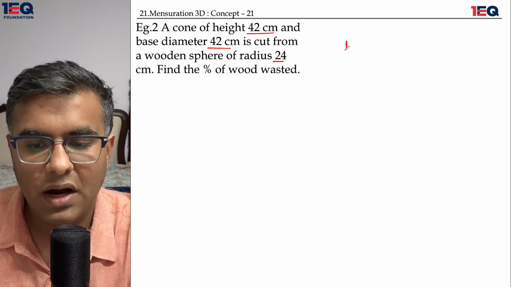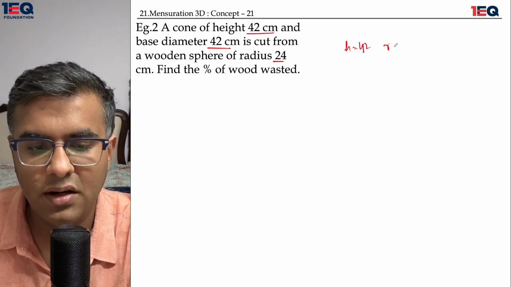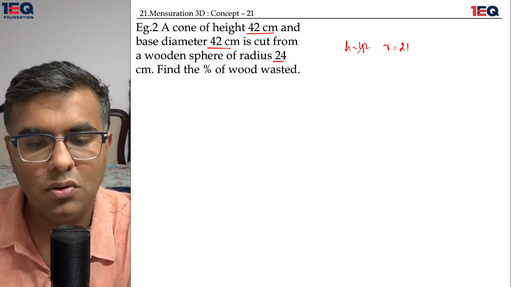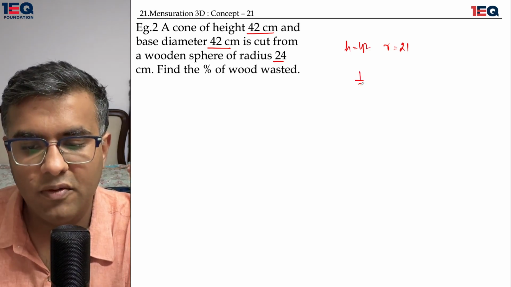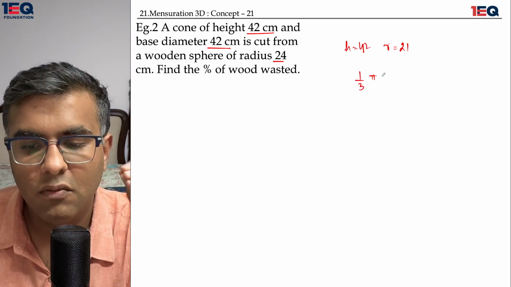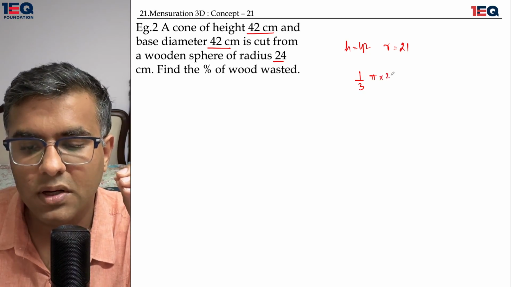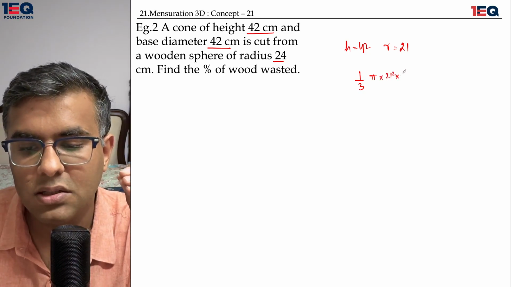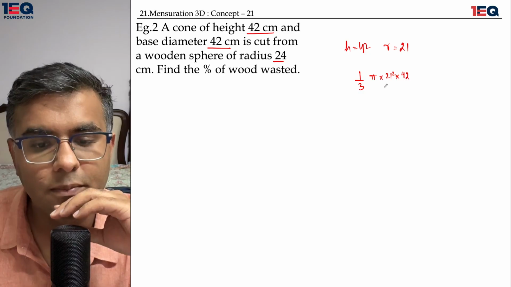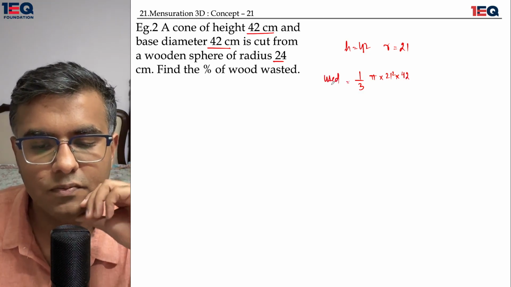So the height is 42 and the radius is 21, because 42 upon 2 is 21. The volume of a cone is 1 by 3 pi r square h. I would not be using pi right away. So pi into r square is 21 square into h is 42, right? So this is the used volume.